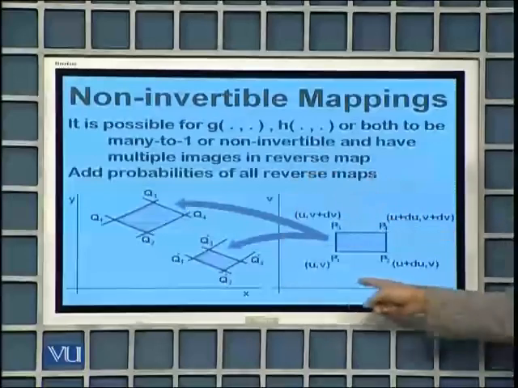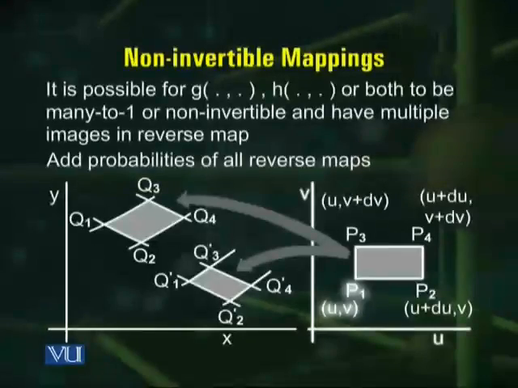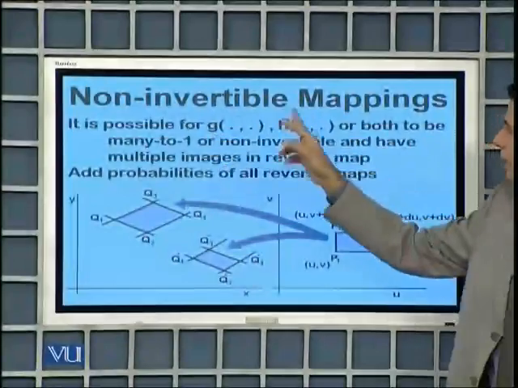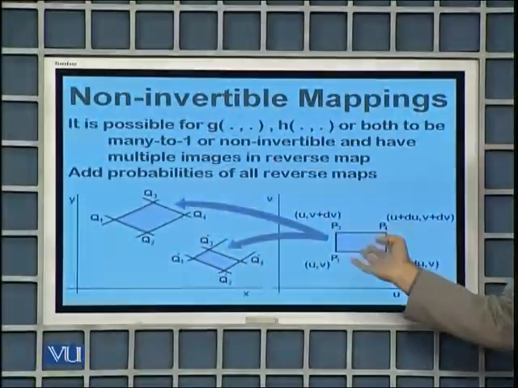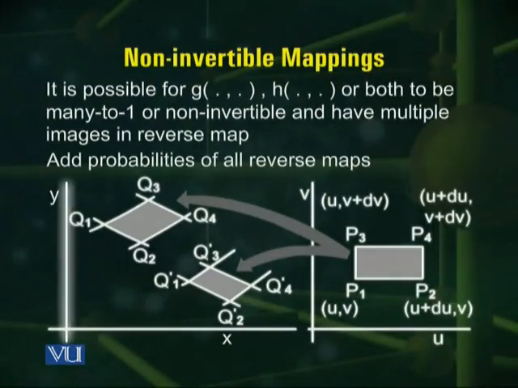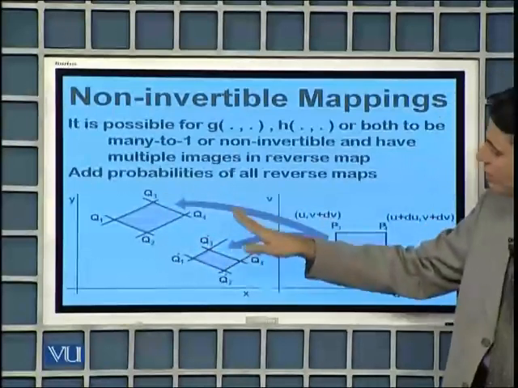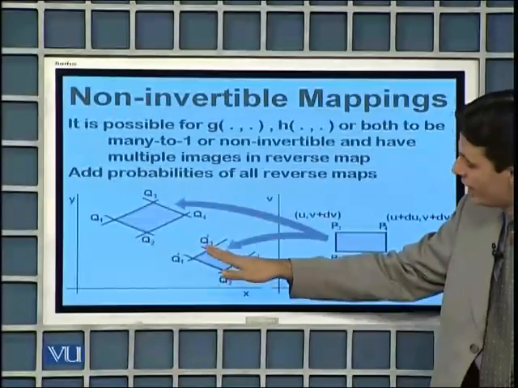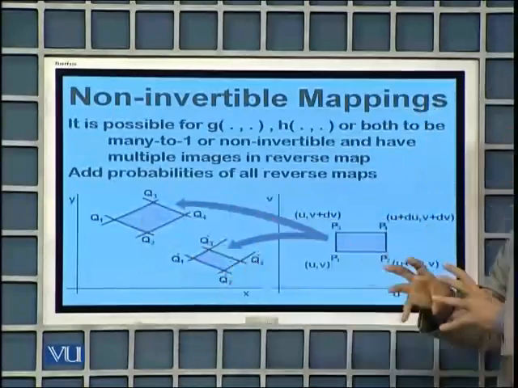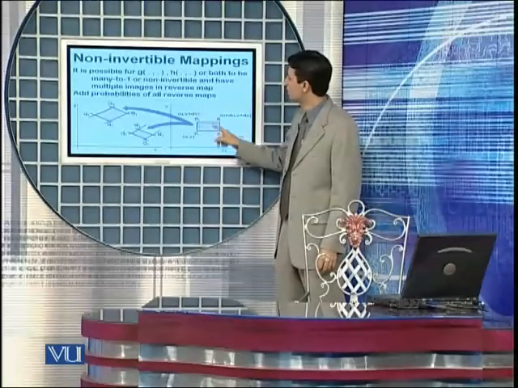So if this is the uv plane, u-axis, v-axis, this is the rectangular region bounded by points P1, P2, P3 and P4, and if the mappings G and H are many to one, then the inverse mapping will give you more than one parallelogram shaped regions on the X, Y plane, and you have to combine the areas of all these parallelograms, multiply them with the joint PDF of X and Y under these areas, combine them together, and then equate that to the probability of this event in the UV plane.